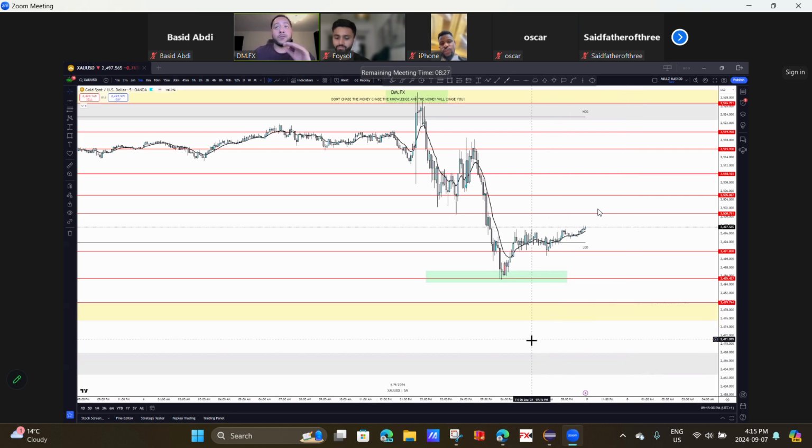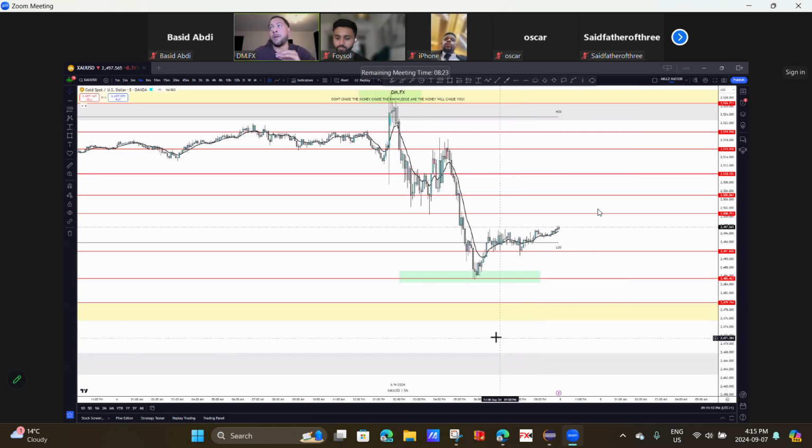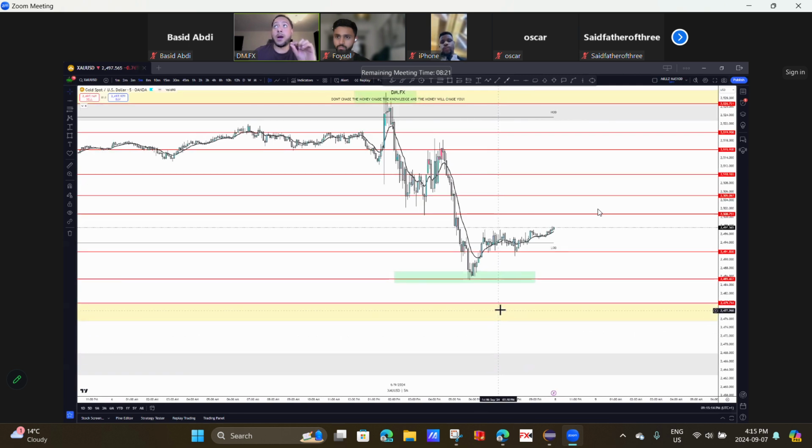So 5 minutes for your entries, 1 hour for your markups. And on the 1 hour, when we see it visiting key levels, you literally just draw a rectangle tool around the wicks.